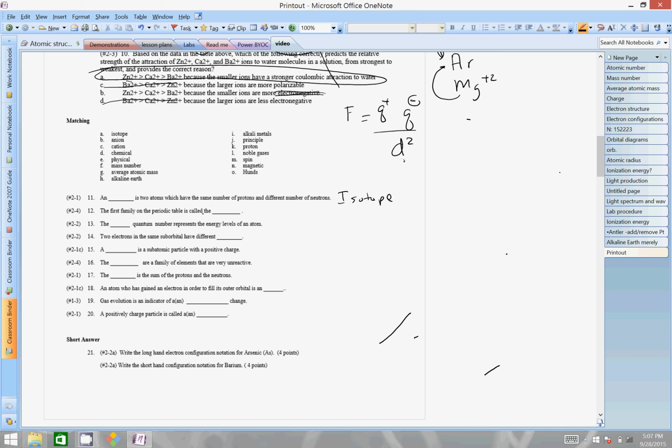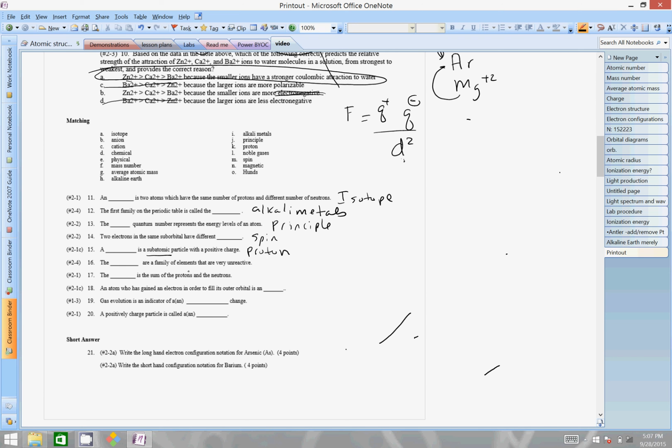First family of the periodic table is called the alkaline metals. The blank quantum number represents the energy levels. That would be the principal. Two electrons in the same suborbital have different spin. A blank is a subatomic particle with a positive charge. It's a proton.